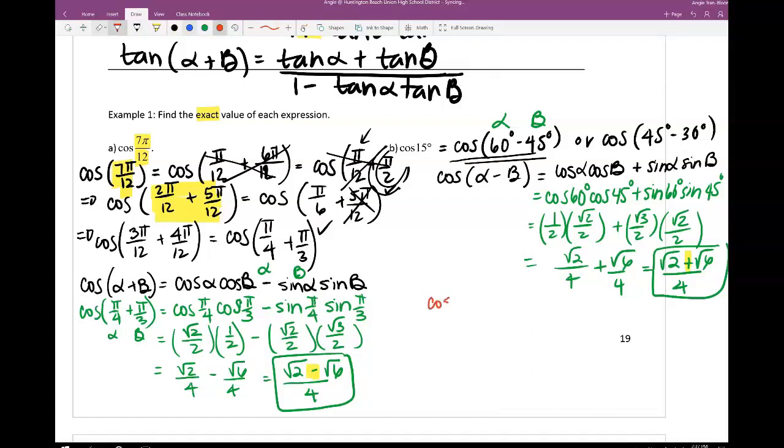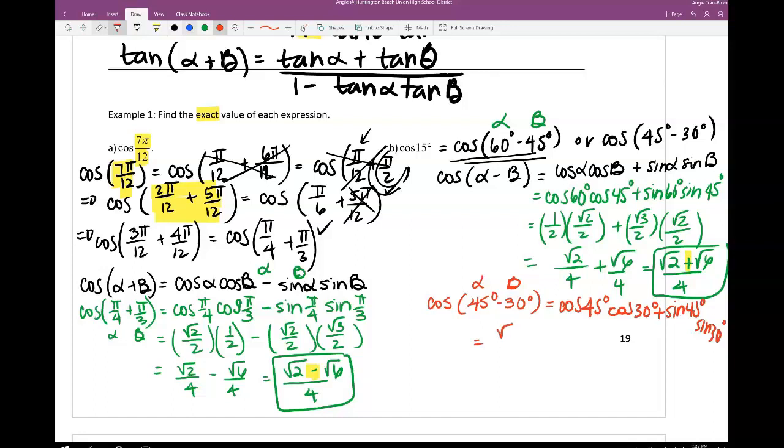What if I use this right here? Do you think I will still get the exact same thing? Let's check it out. So this is now your alpha and this is your beta. So cosine of alpha is 45 degrees. My cosine of beta is 30 degrees. Because this is cosine subtraction, we now add sine 45 degrees times sine of 30 degrees.